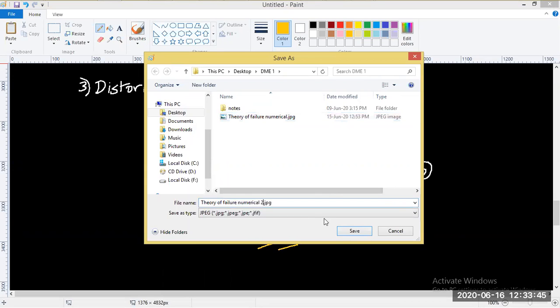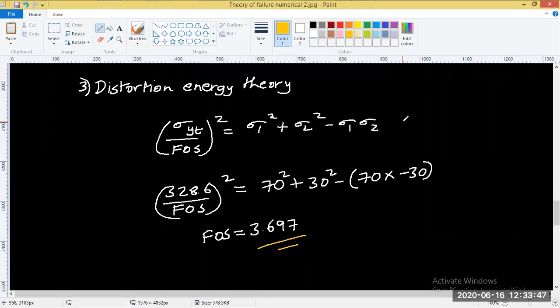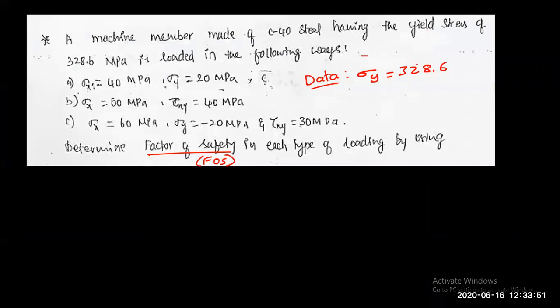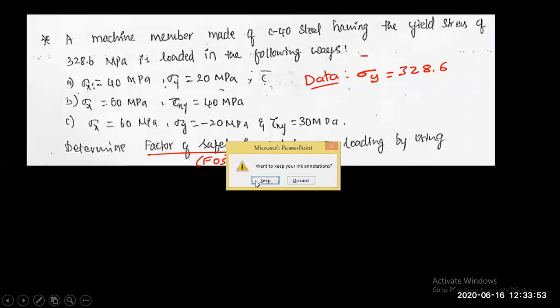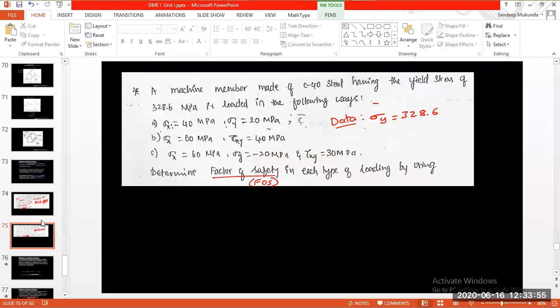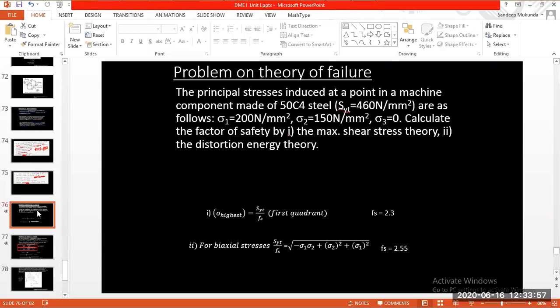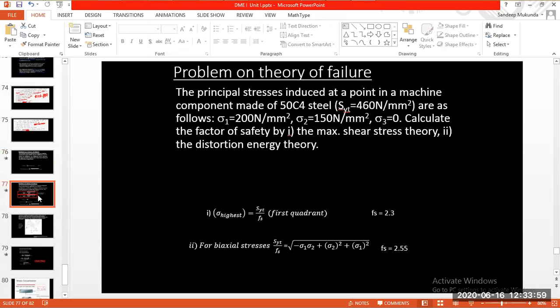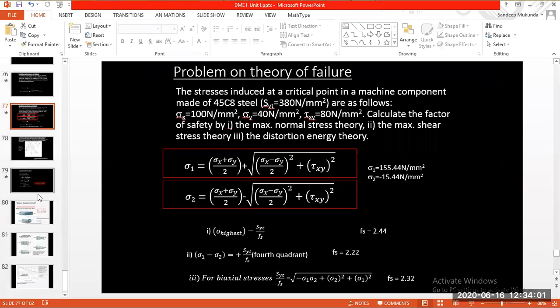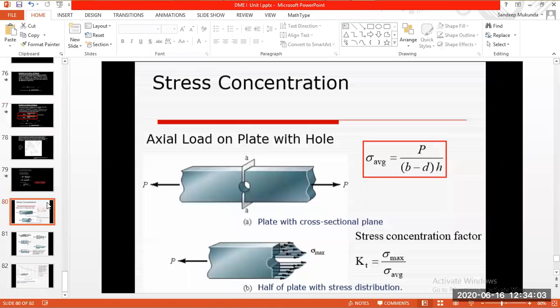Right. So with this, the theory of failure numericals are done. I'll quote some numericals apart from what I have done. So next, let's move on to the next topic. The next topic is stress concentration.